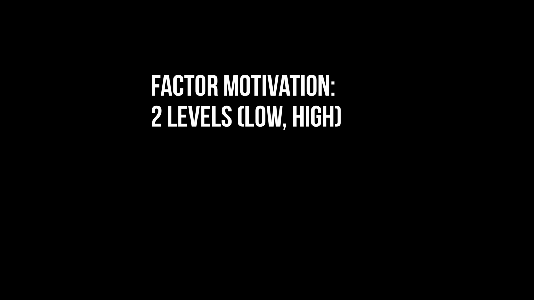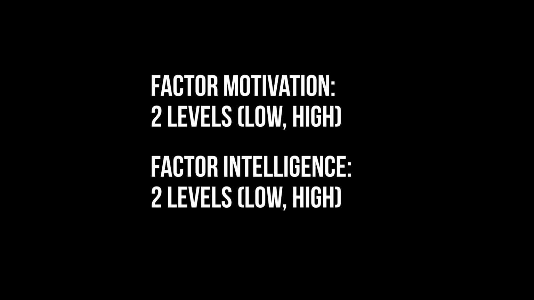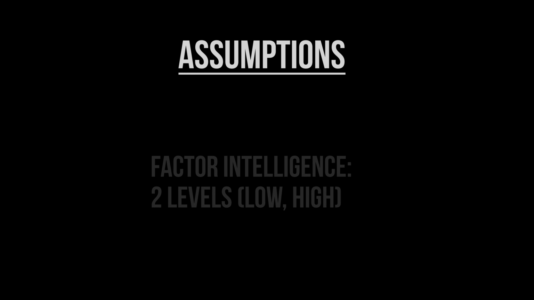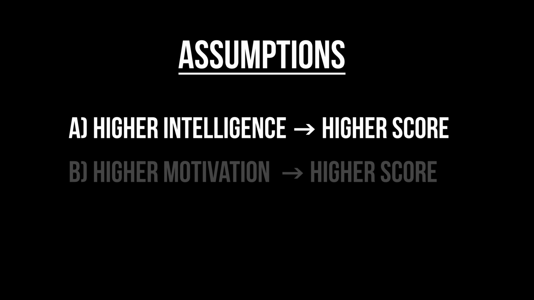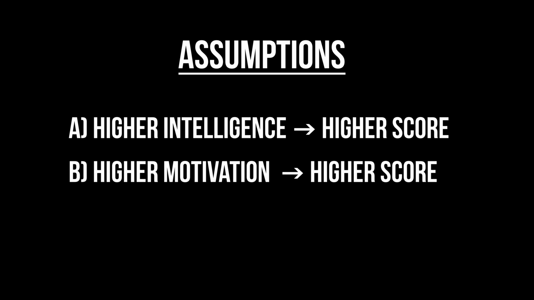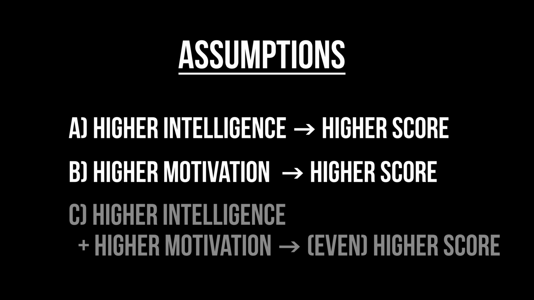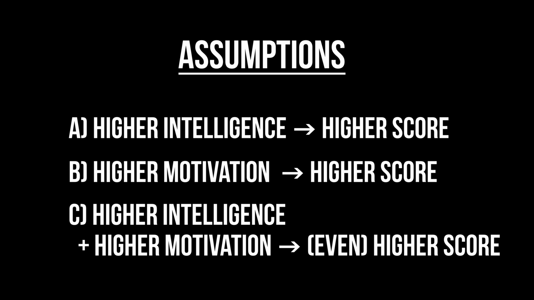For simplicity, it is assumed that 1. The first factor, motivation, has two levels, low and high. And 2. The second factor, intelligence, also has two levels, low and high. Fundamentally, one would expect that higher intelligence leads to a better score. At the same time, higher motivated individuals should also perform better. If both come together, that is, high intelligence and high motivation, an even higher score should be observed.